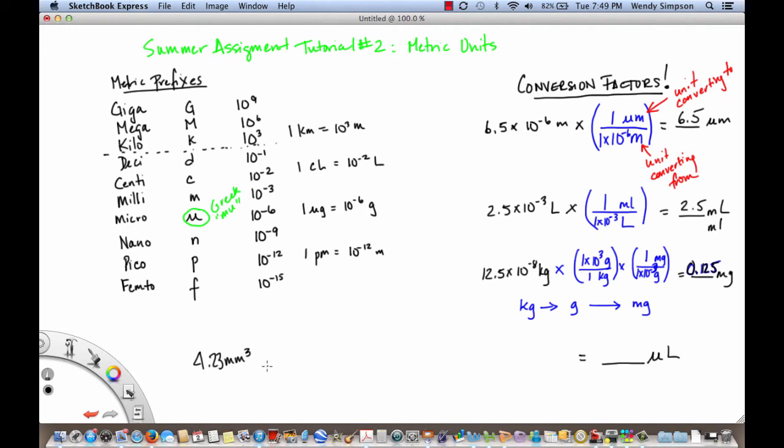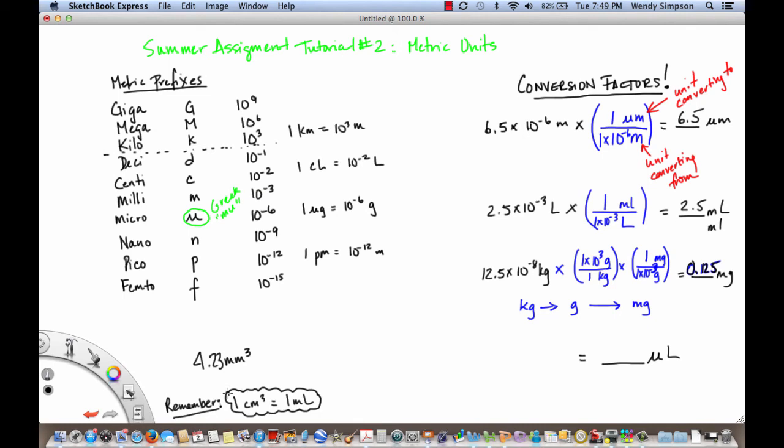So I have to find out what pathway I'm going to take to go from millimeters cubed to microliters. Okay. Well, when we're talking about volume in the metric system, this is going to be really helpful if you always remember this: 1 centimeter cubed of volume is always equal to 1 milliliter. Remember that. They are the same.